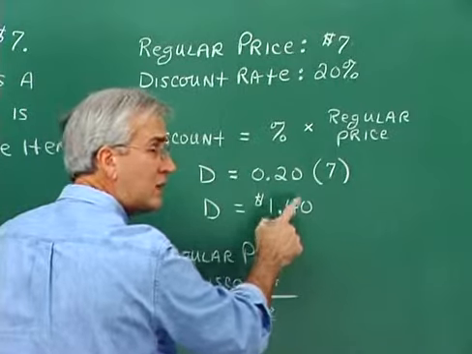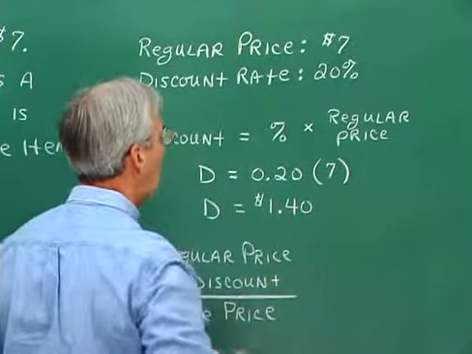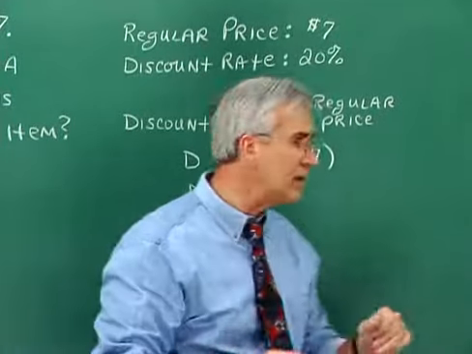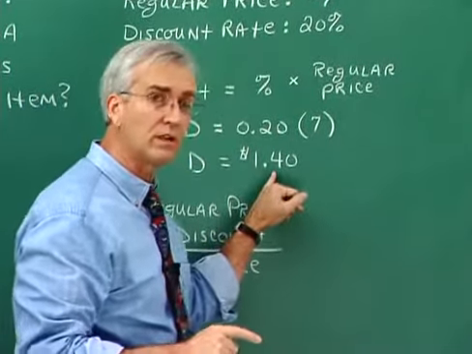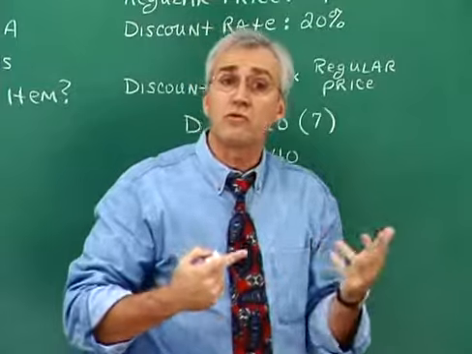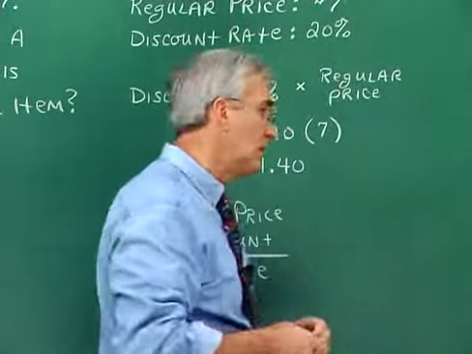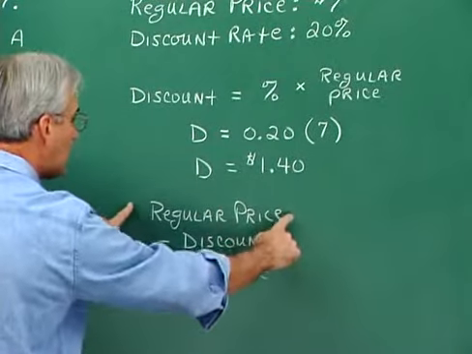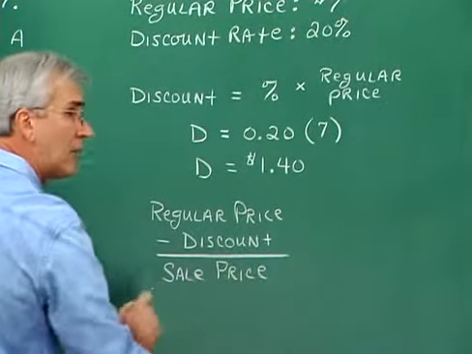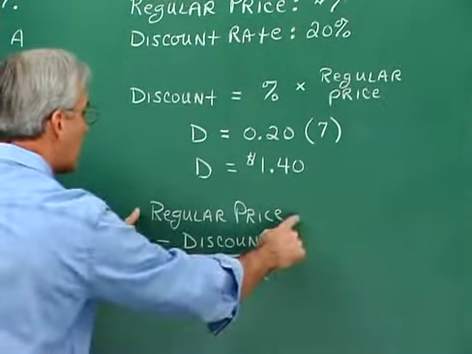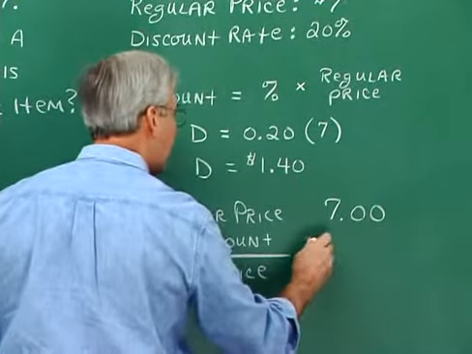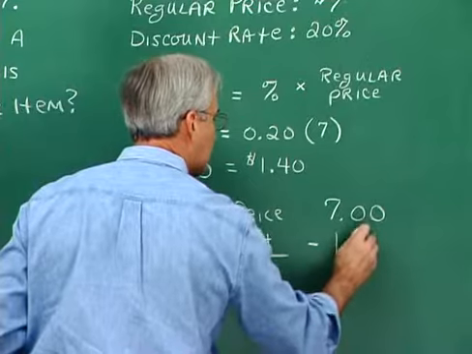All right, that's the first thing we need to find, but we also want to find the sale price. Now, if the amount of the discount is $1.40, then that's the amount we're going to subtract from the regular price. So the relationship is this. We take the regular price, we subtract the discount, and we have the sale price. That's all there is to it. The regular price is $7. The amount of the discount is $1.40.